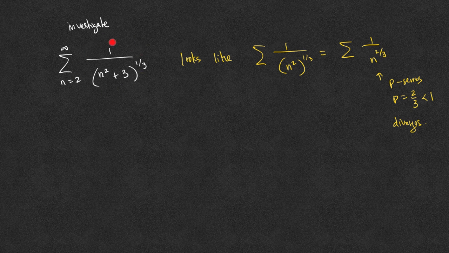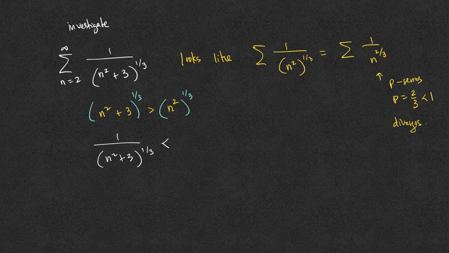And if we are going to compare it with another series, then we need to come up with a good inequality. In this case, observe that n squared plus 3 is greater than or equal to n squared, n goes from 2 to infinity. Then we raise both sides to the 1/3 power. The inequality still holds because the left and right hand side are both positive. Then we take the reciprocal. 1 over n squared plus 3 to the 1/3 power is now less than 1 over n to the 2/3.